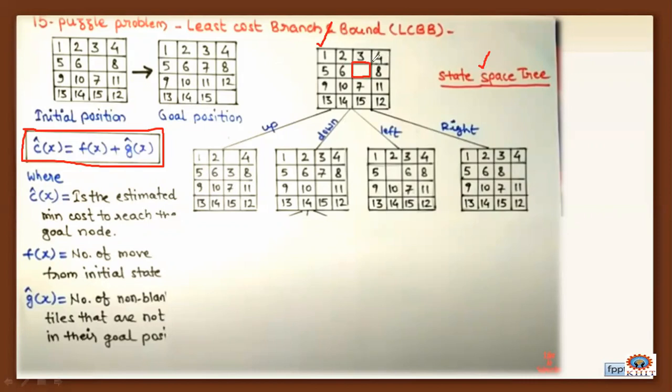This is the empty tile. The empty tile has positions, so how many ways can you move? You can move the empty position upward, which is considered as up. When the empty position moves up, the arrangement of elements will be like this only. So that's why the empty position moved up. When the empty position moved down, it will move here.